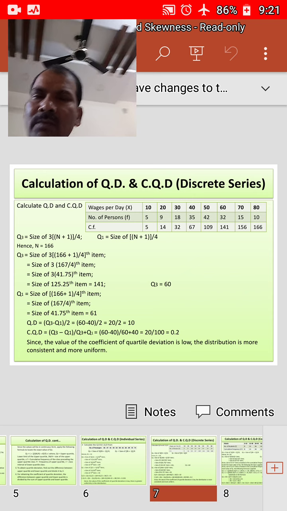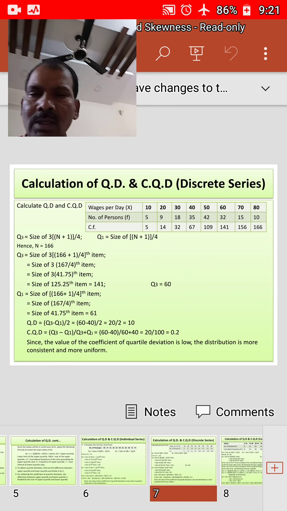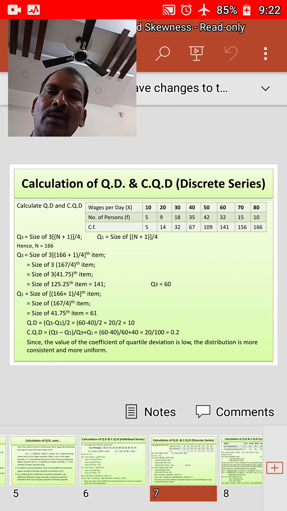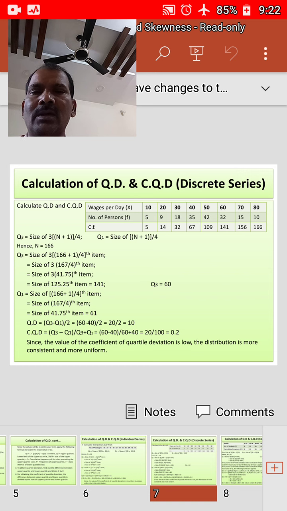By observing the coefficient of quartile deviation of both the brands, brand A and brand B, since the coefficient of quartile deviation of brand B bulbs is low, it has more consistent lighting and performance. We will conclude from the observations. Okay, right.